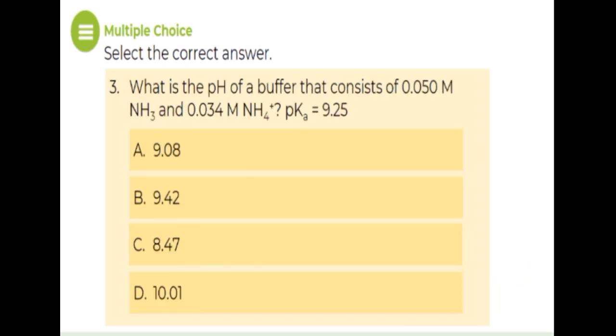Number 3. What is the pH of a buffer that consists of 0.0050 molar NH3 and 0.034 molar NH4 positive? pKa is 9.25. A, 9.08, letter B, 9.42, letter C, 8.47, or letter D, 10.01.